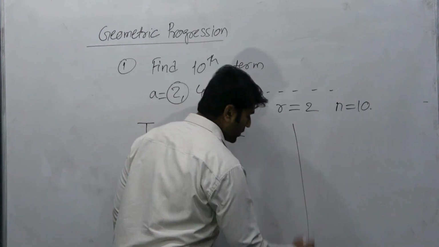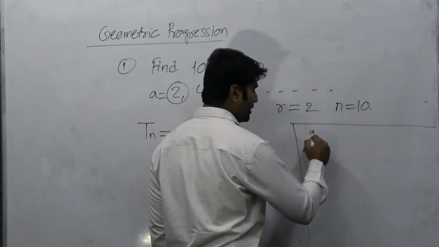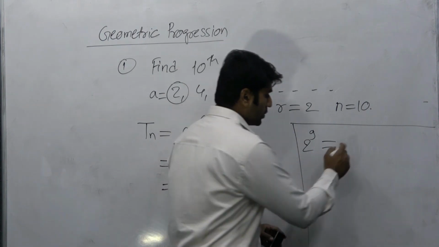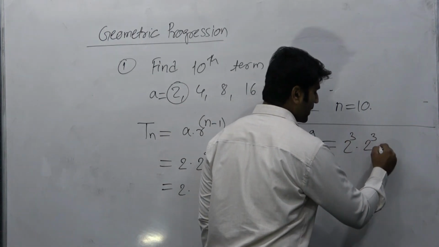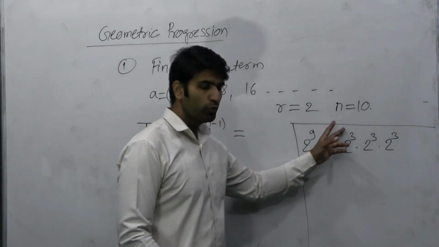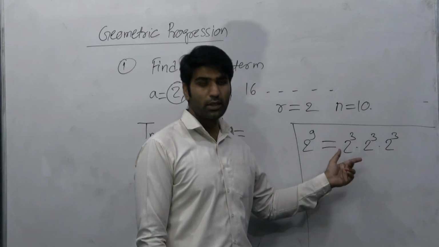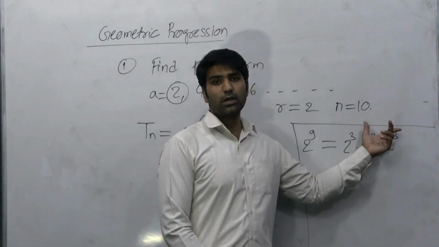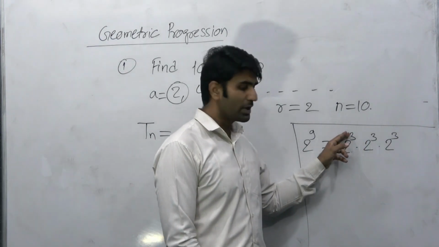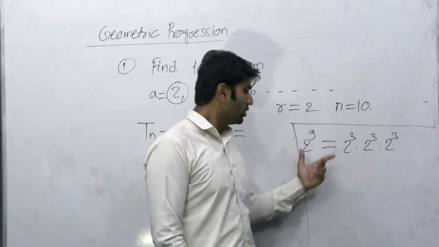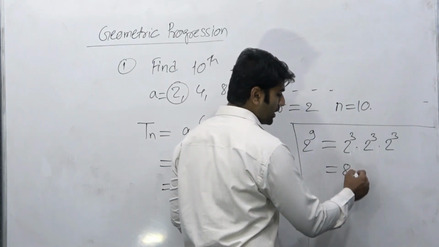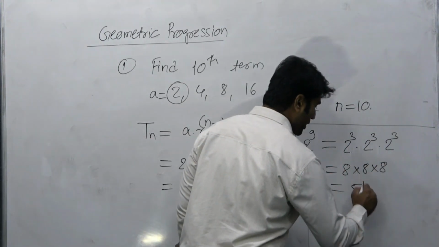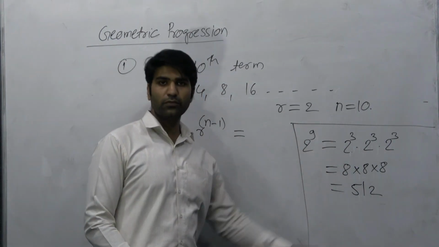Okay, so I solve it here. 2 raised to 9 means we can split this 9 into 2 cube into 2 cube into 2 cube. If there is multiplication and the base is the same, then there is addition of exponents. So the exponent is 3 plus 3 plus 3, which is 9. We know 2 cube is 8, so 8 into 8 into 8 means 512. So the value of 2 raised to 9 is 512.